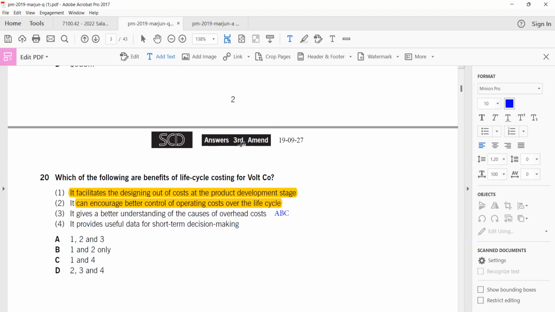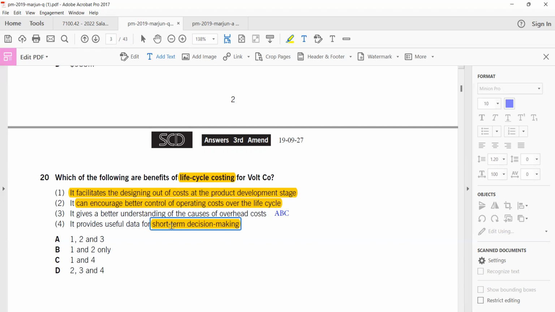The third bit, you are out of coverage area. You look at the last bit, it provides useful data for short-term decision-making. No, life cycle costing is not a short-term decision-making criterion. And you are saying that life cycle costing provides useful data for short-term decision-making, you are actually wrong. We look at life cycle costing for even 20 years and 50 years. We come out with this sort of issue. No, we do not consider life cycle costing for taking only short-term decisions.